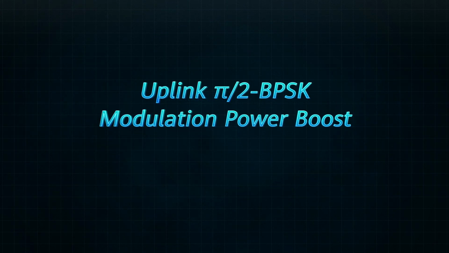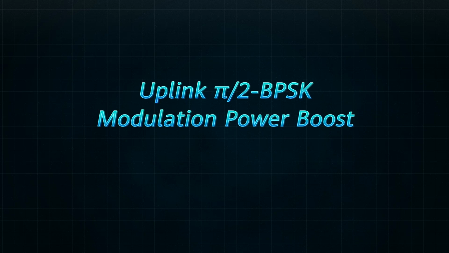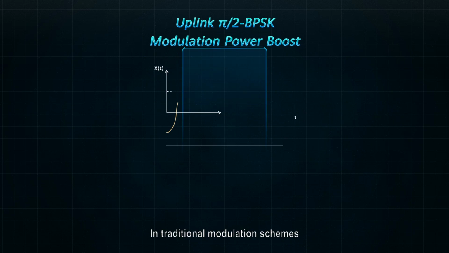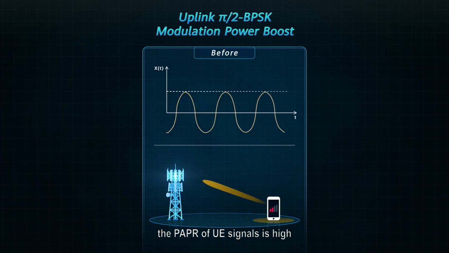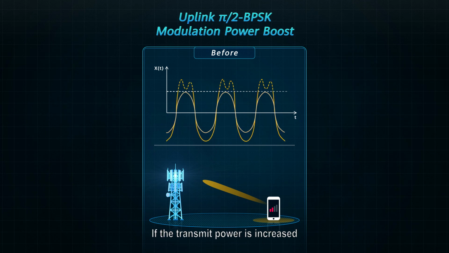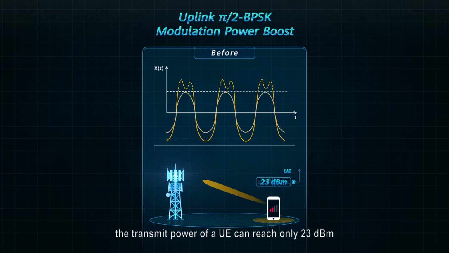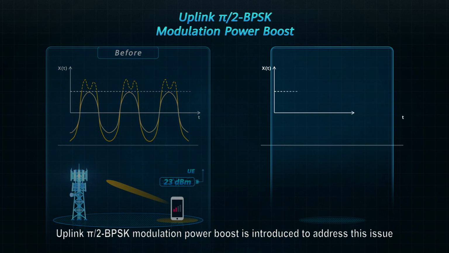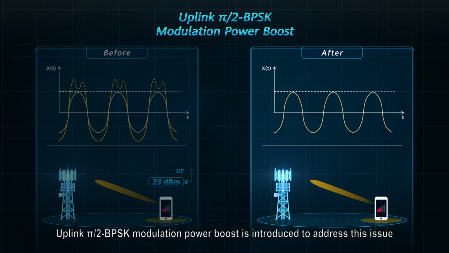Uplink half-pi BPSK modulation power boost. In traditional modulation schemes, the PAPR of UE signals is high. If the transmit power is increased, signal distortion occurs. As a result, the transmit power of a UE can reach only 23 dBm. Uplink half-pi BPSK modulation power boost is introduced to address this issue.